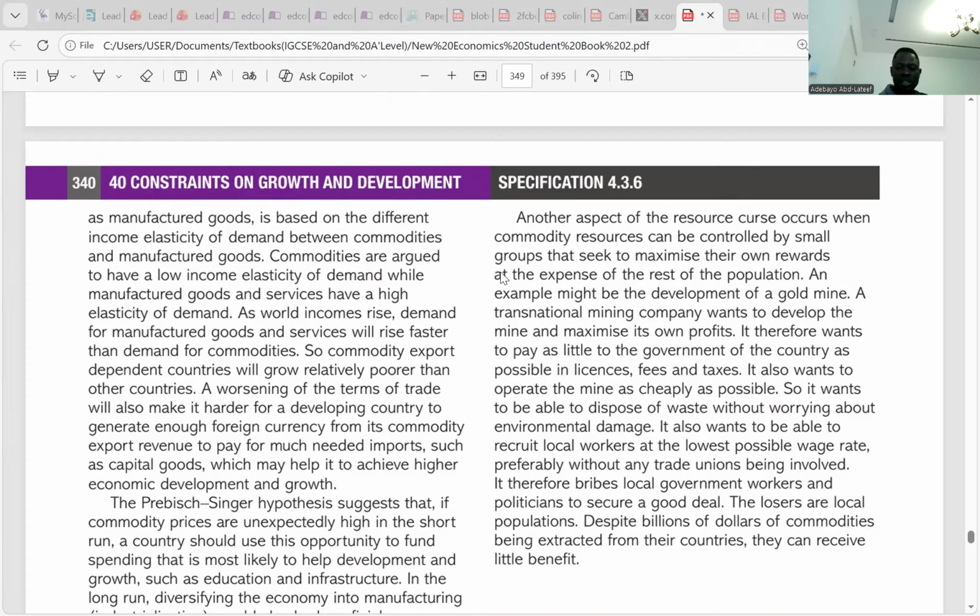The losers are local populations. Despite billions of dollars of commodity being extracted from their countries, they can receive little benefits.